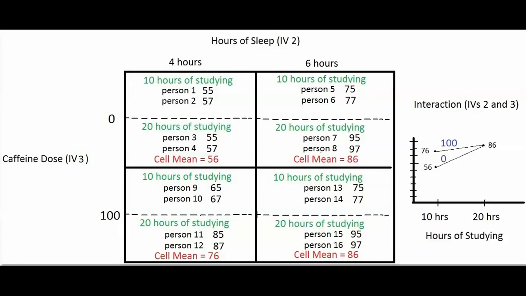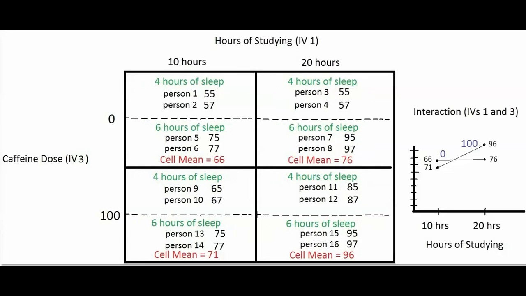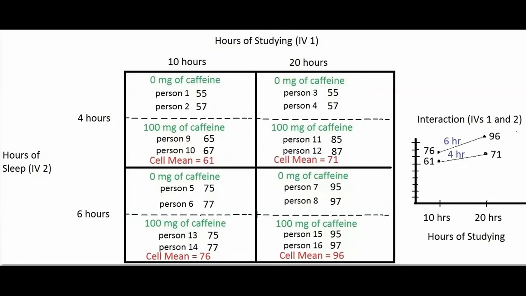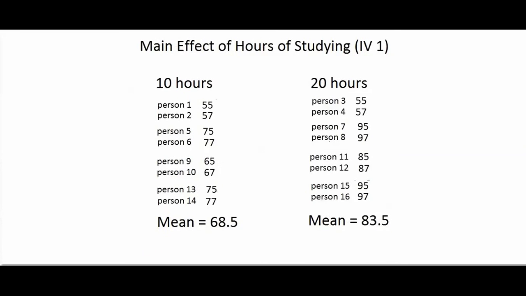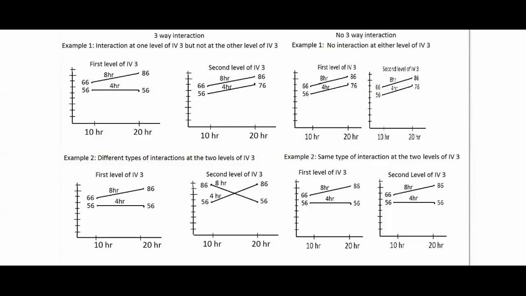So far we found all 3 main effects were there, and all 3 two-way interactions were there. There was an interaction between IVs 1 and 2, between 1 and 3, and between 2 and 3. And we already looked at the 3-way interaction at the beginning. But let's look at it one more time.